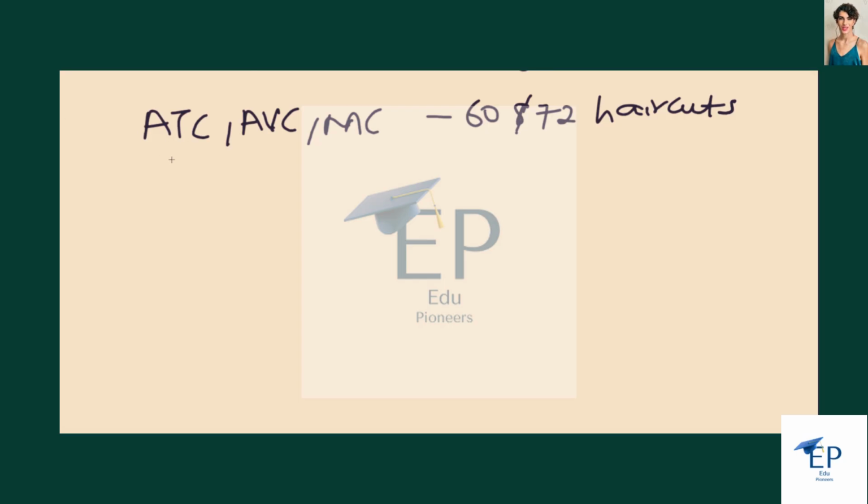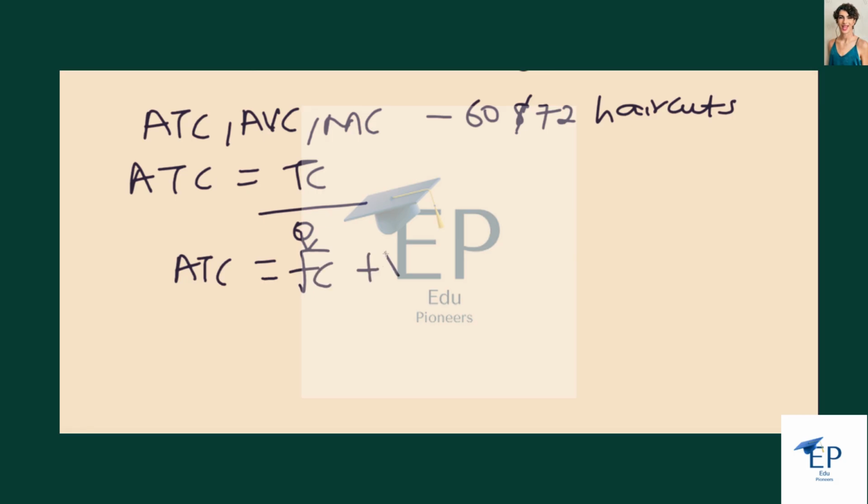So the first thing we need to know is that average total cost is defined as the ratio of total cost and quantity of output. So average total cost is total cost divided by quantity of output. And average total cost is also equal to fixed cost plus variable cost divided by quantity of output, right?